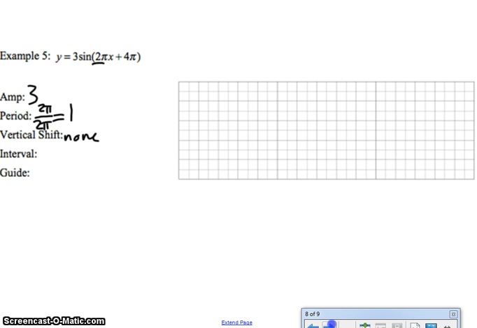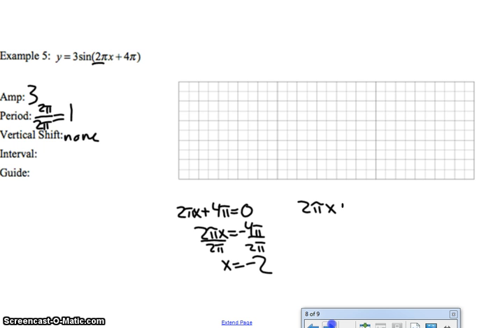Let's calculate our interval off to the side here. So I'm going to take everything that's in parentheses. So 2 pi x plus 4 pi equals 0. So I would subtract 4 pi from each side, divide by 2 pi. So x is negative 2. All right, I would do the same thing and set equal to 2 pi. So I would have 2 pi x equals 2 pi minus 4 pi is negative 2 pi. So x equals negative 1. So my interval is from negative 2 to negative 1.